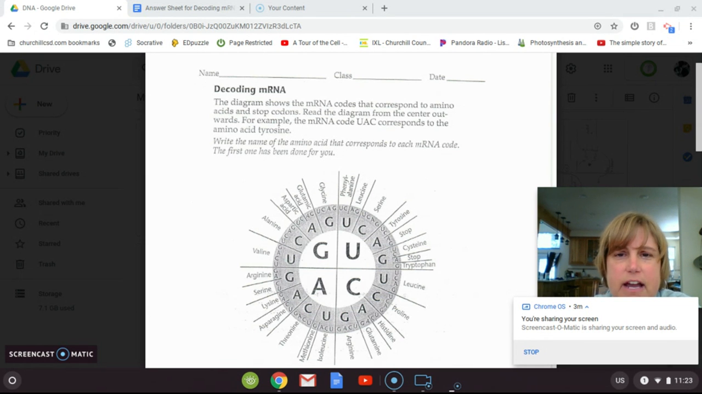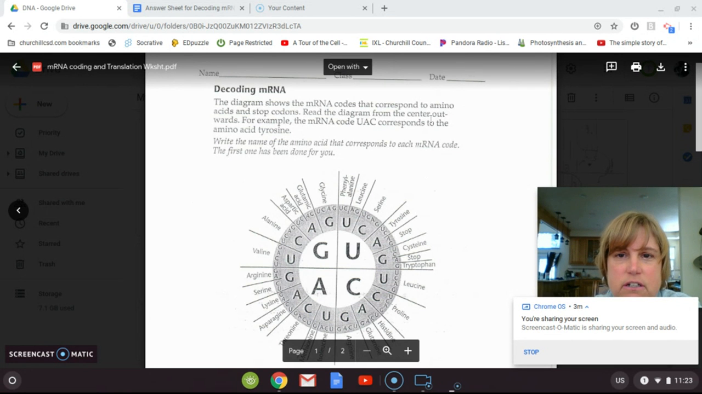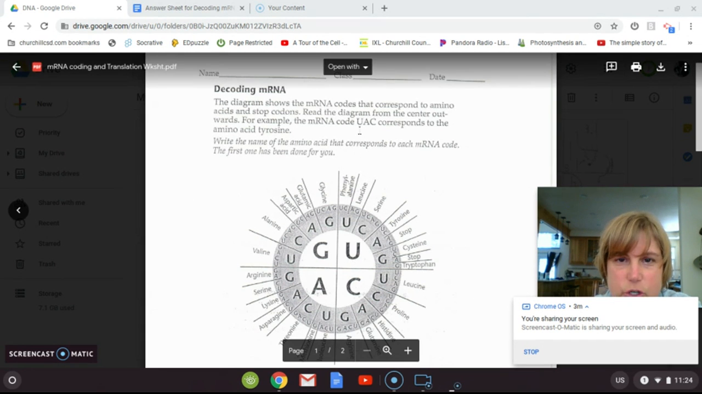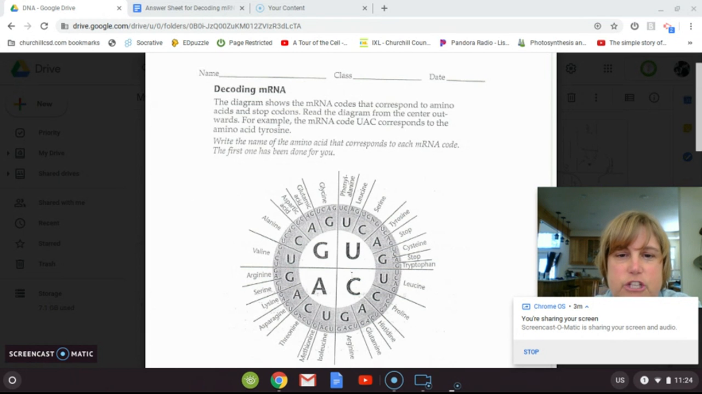You read the diagram from the center, so that's the largest letter, outwards. So for example, in the messenger RNA code U, A, C, I start with the U. I start with the big letter in the center. In the center, you can see we have all four letters, U, C, A, and G, but I want U because my code right here says U, A, C. So I'm starting with the U. Then my second letter is A. So from here, the medium-sized letter would be what I choose next.